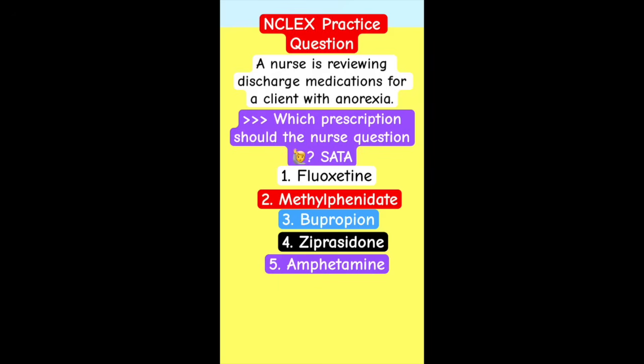Which medication do you think the nurse should question? This is a psych medication for what? Anorexia patient, eating disorder. What do you think they should go home with? And which medication they should not? Pay attention to the clinical pathophysiology of anorexia. Put down your answer in the comment.